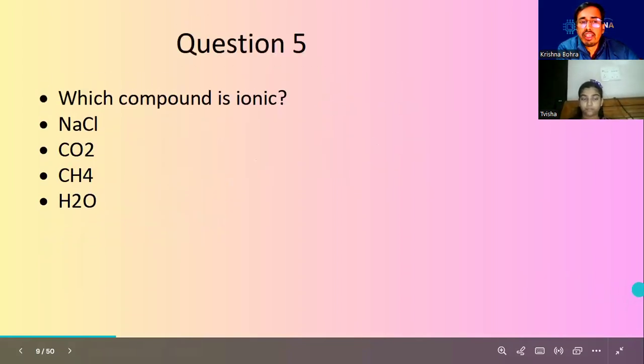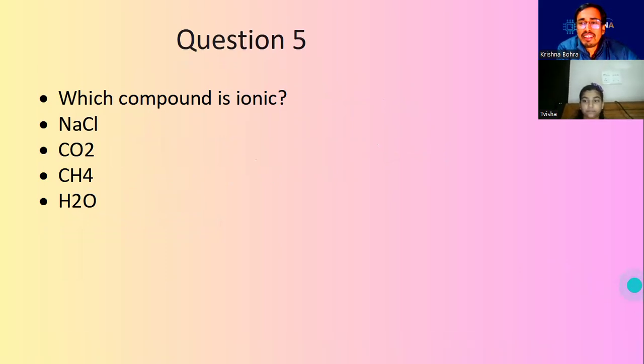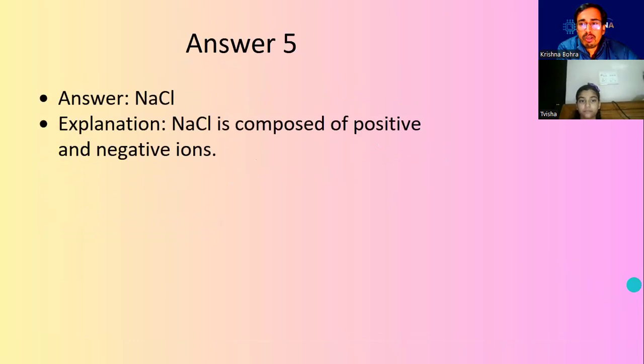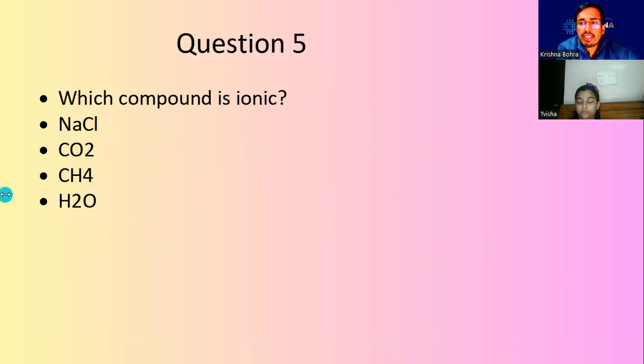Which compound is ionic? NaCl, CO2, CH4, and H2O. NaCl. Okay, you are absolutely correct. Let's move on to the next question. Why is NaCl the correct answer? I want to explain that also.